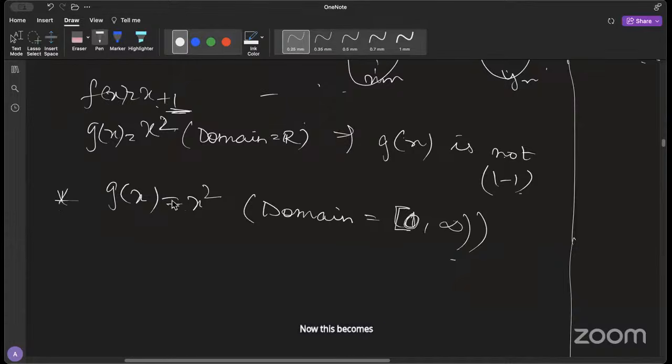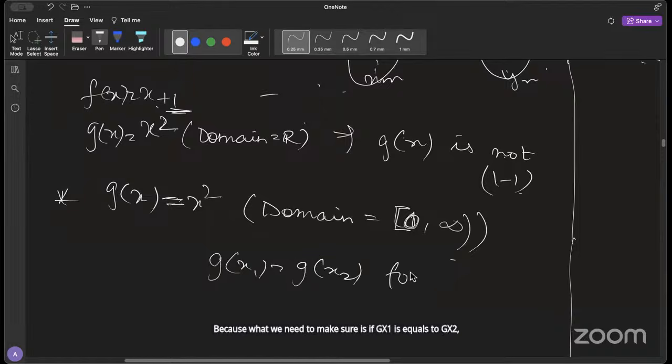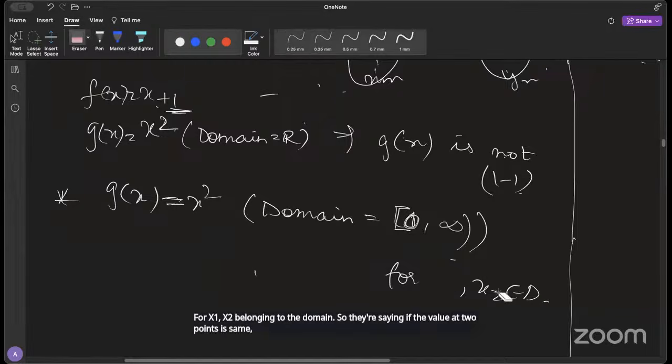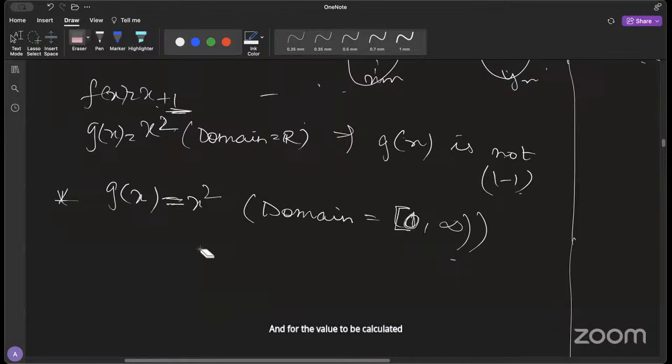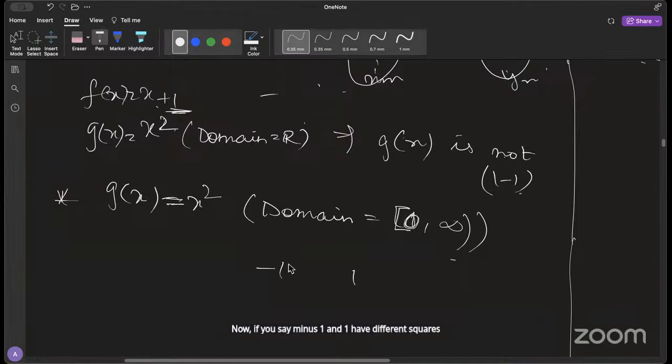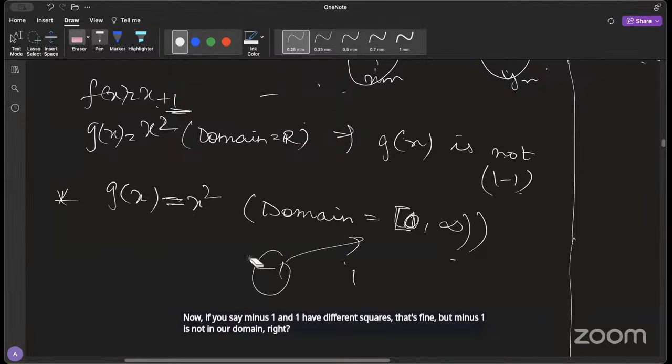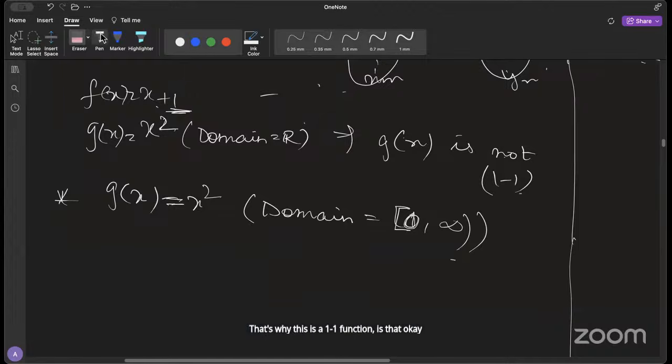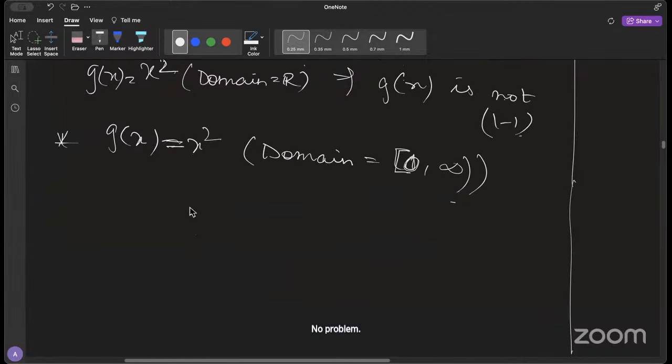Now this becomes 1-1, right? Because what we need to make sure is that if g(x1) is equal to g(x2) for x1, x2 belonging to the domain. They're saying if the value at two points is the same, and the points at which the value is calculated have to be in the domain, right? Now, if you say -1 and 1 have the same square, that's fine, but -1 is not in our domain. That's why this is a 1-1 function. And a simpler way to check, if you can deal with graphs, is very useful. We already know that if you have x square, its graph looks like this.